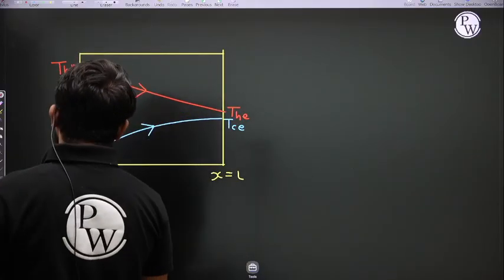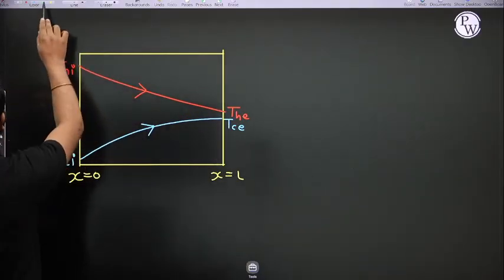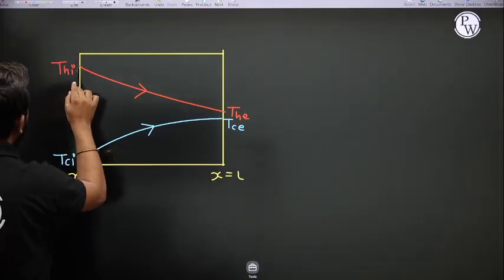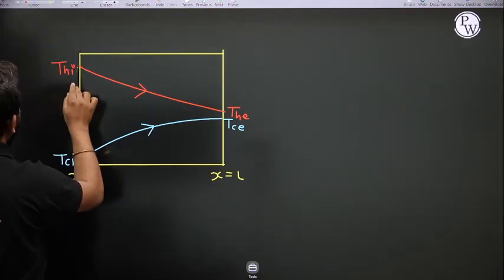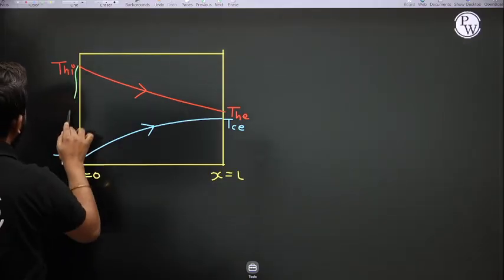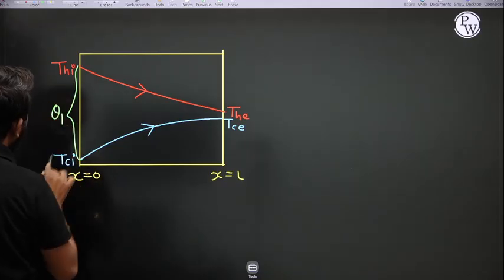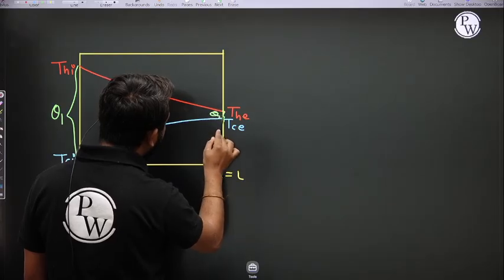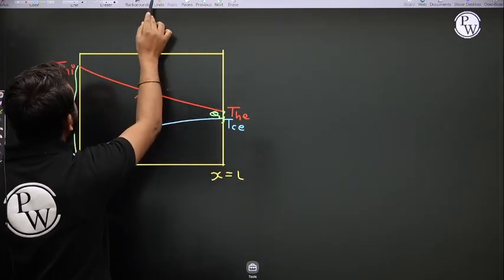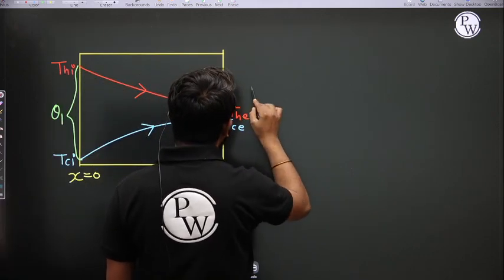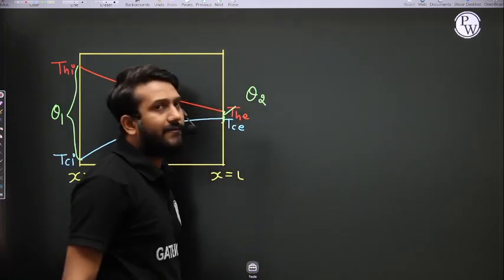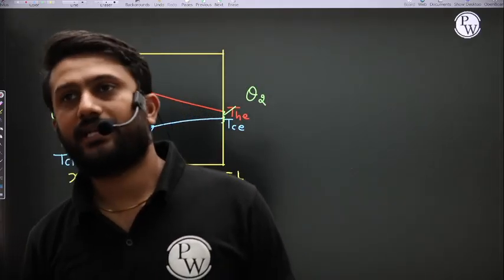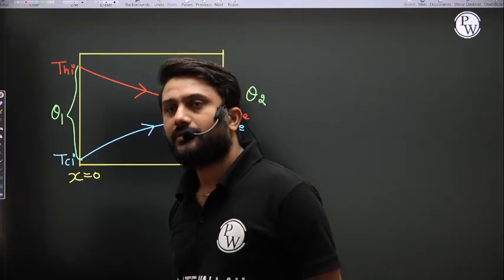Is it clear? So this is the temperature variation of the hot fluid and the cold fluid. Now, theta is a temperature difference. Where do we take the temperature difference? At x equal to 0, this is the temperature difference, say theta 1. At x equal to L, the temperature difference is theta 2. So what is theta? Theta is theta 1, or theta 2, or (theta 1 plus theta 2) by 2, that means the arithmetic mean.